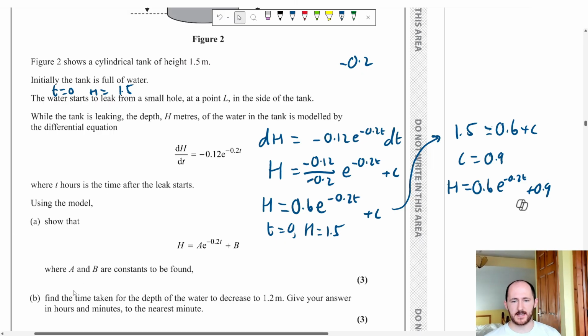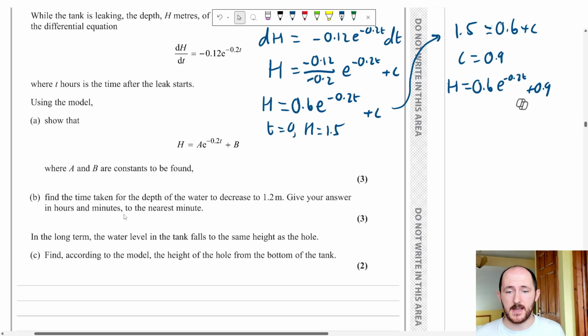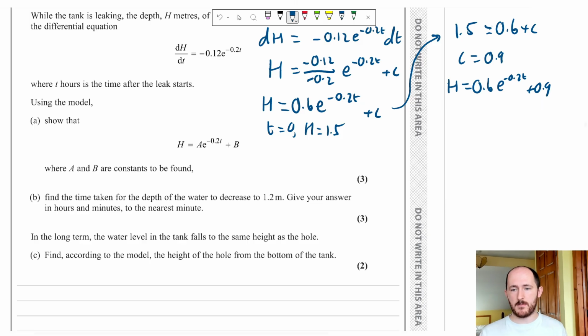And for part B, it says find the time taken for the depth of the water to decrease to 1.2 meters. Give it in hours and minutes. Again, a super common mistake here. Someone might get 1.6 hours and leave it as that. No, it's going to be 1 hour and however many minutes, okay? You can't leave it as just a decimal.